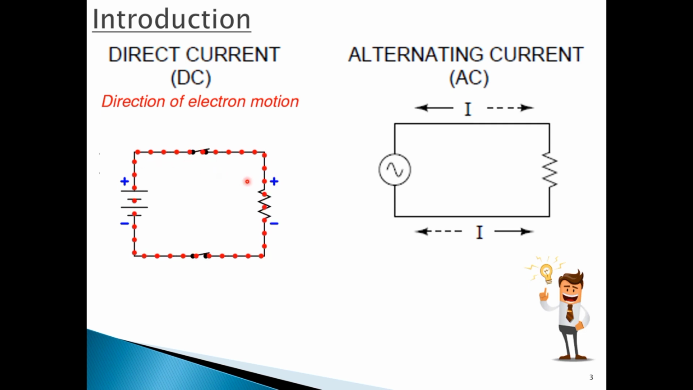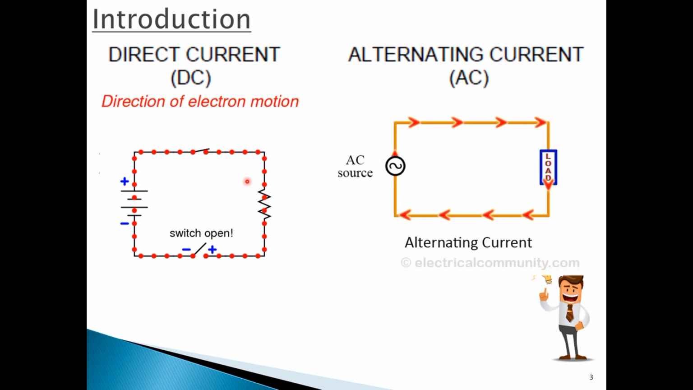But for alternating current, if we have an AC source, the flow of the alternating current reverses between the positive alternation and the negative alternation. So we will consider two alternations when solving circuits.